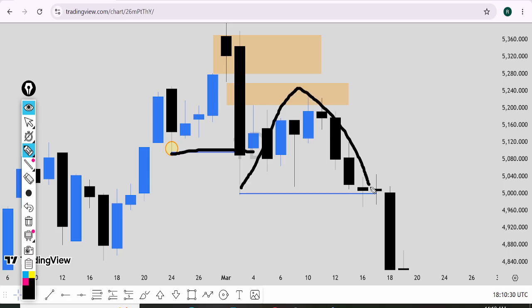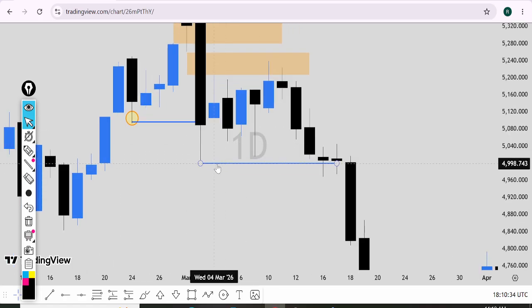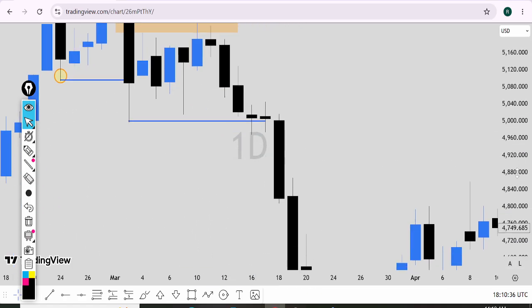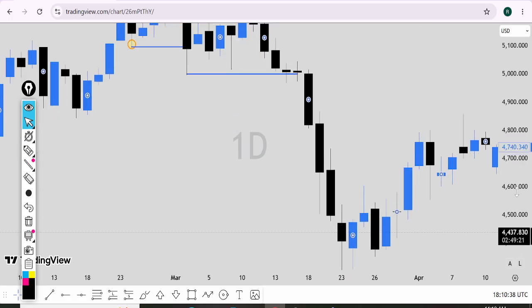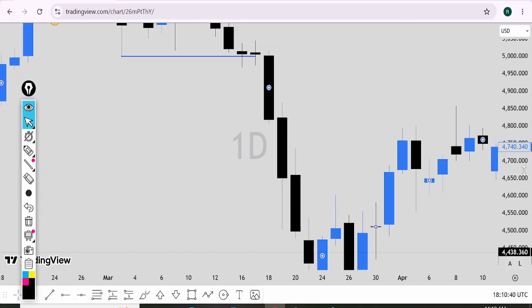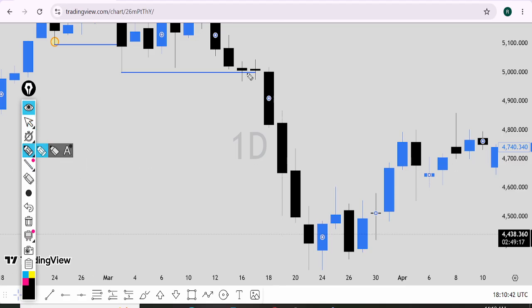so price is coming down. What's next? Here this is again a structure shift to the downside and then price falls like a free fall waterfall. So in this case, you should have a question: how can we trade this?